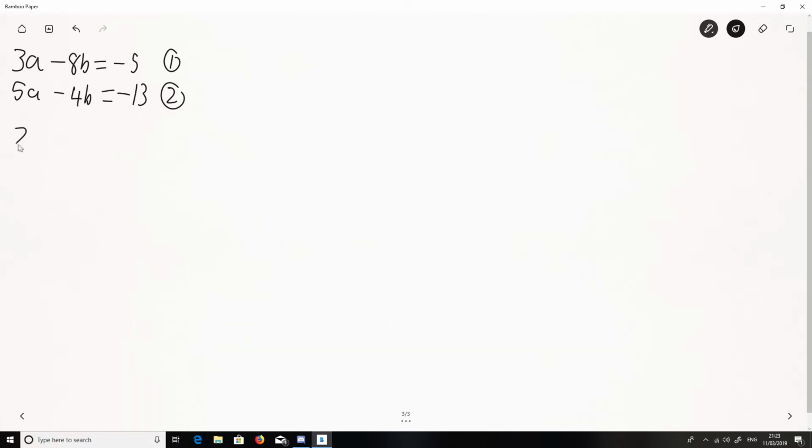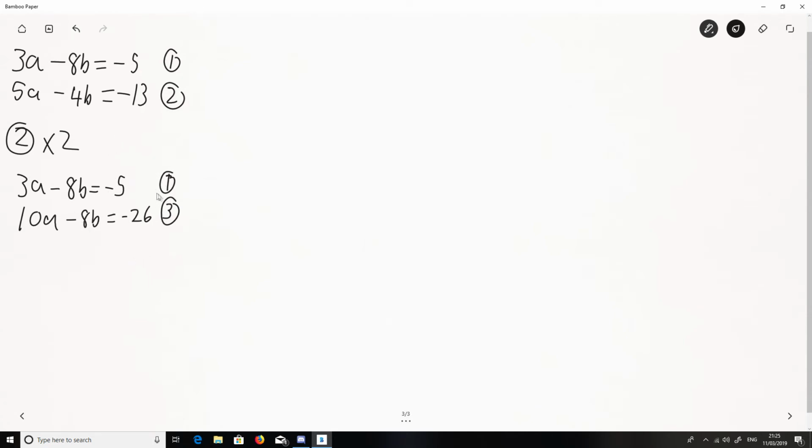So in order to cancel this out, we want to get these 8b's cancelling. So in order to do that, we go 2 times equation 2. So our new equations are 3a minus 8b equals minus 5, and 5a, no, tell a lie, it's not that. It would be doubled, so 10a minus 8b equals minus 26. So these are our new equations. This is still equation 1, this is now equation 3.